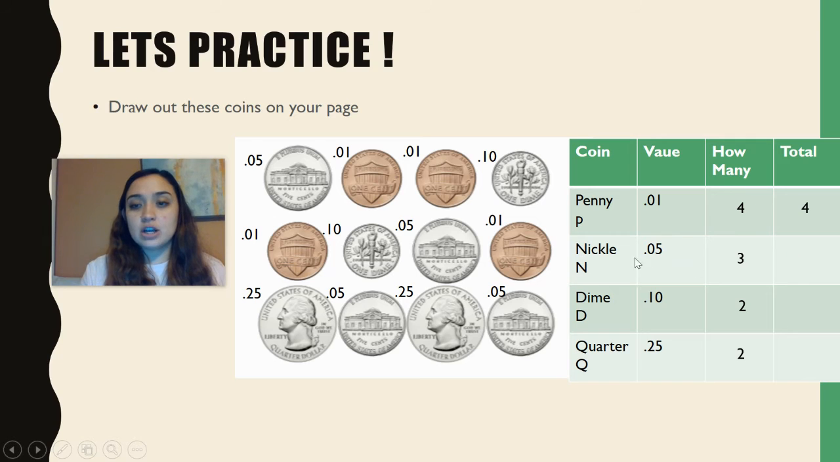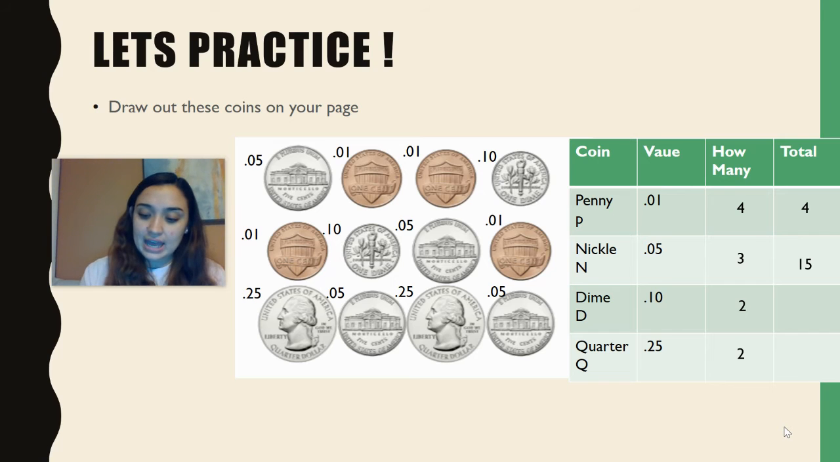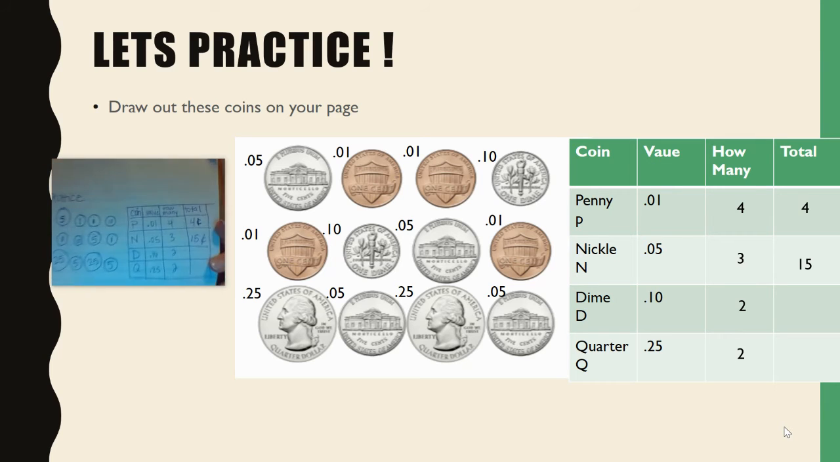Perfect. So how much is our total of what nickels we have? We have 15. So that is 15 cents. And remember to put your cent sign like I'm doing right here on my journal page. Okay, I forgot to put the cent sign in when I was typing.